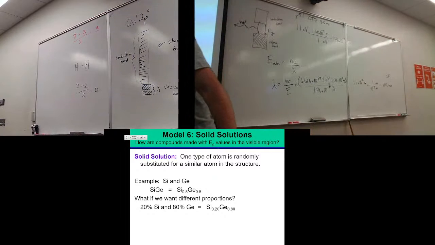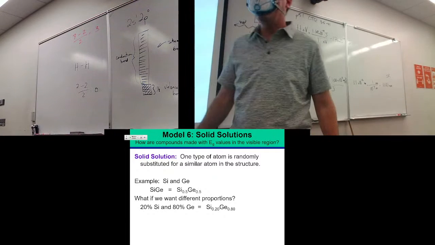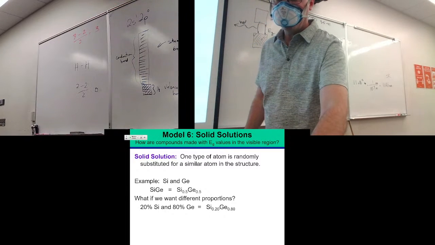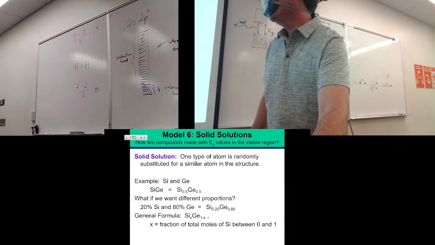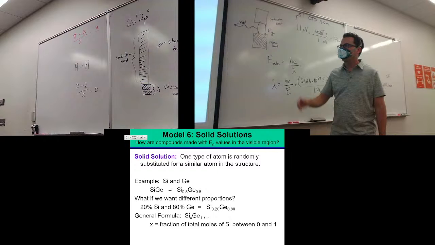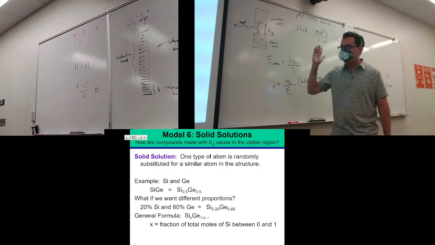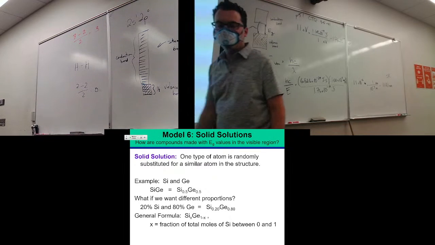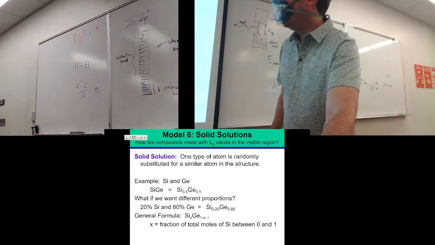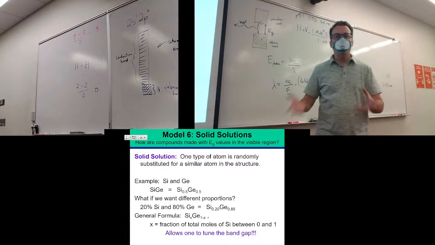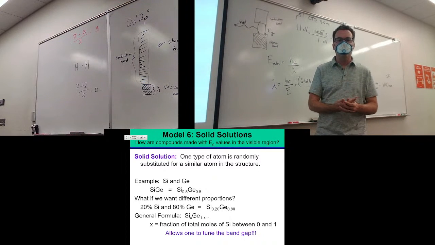And we use the decimal form for the subscript here of the percentage. So 20% is 0.20 or 0.2. And in general, that formula for a solid solution would be written as Si_x Ge_(1-x). Plug in anything you want for x, 0.3, and this would have to be 1 minus 0.3, 0.7 then. Okay, that's the way it works. So you could make any ratio, and what that'll do is let you tune the band gap.